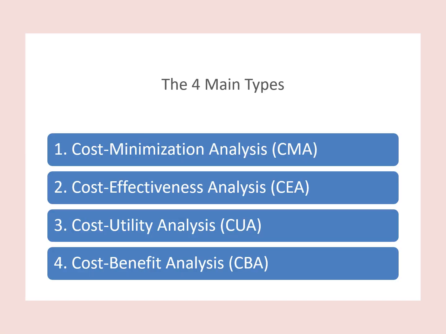The four main types of cost evaluation or economic evaluation you can look at: number one, cost minimization analysis. How do we minimize cost for the outcome that you choose? Cost effectiveness analysis, cost utility analysis, as well as cost benefit analysis. I'll go through them briefly and then we'll go in depth in the subsequent lectures.